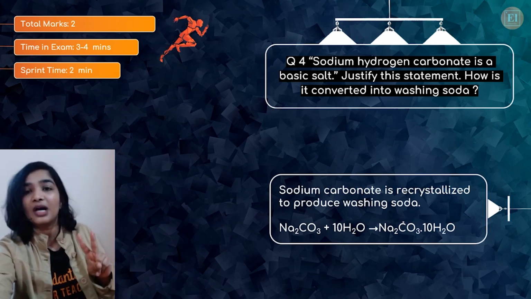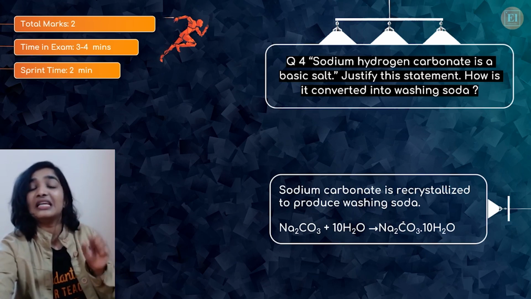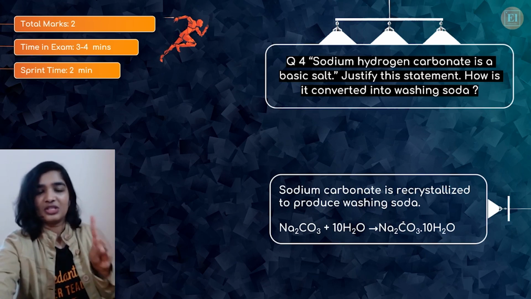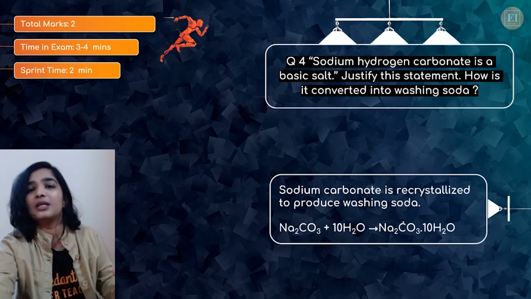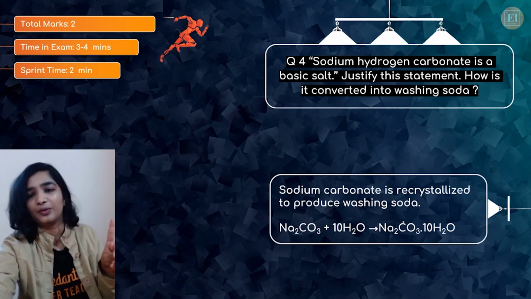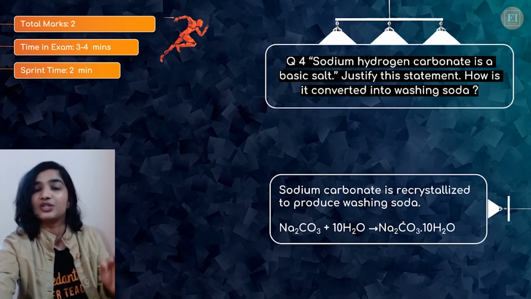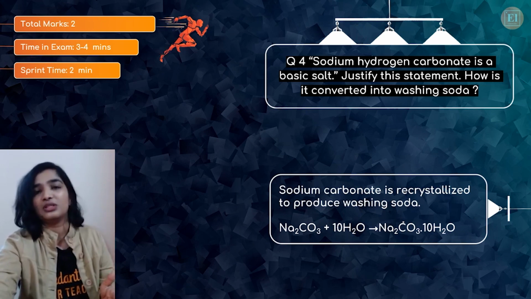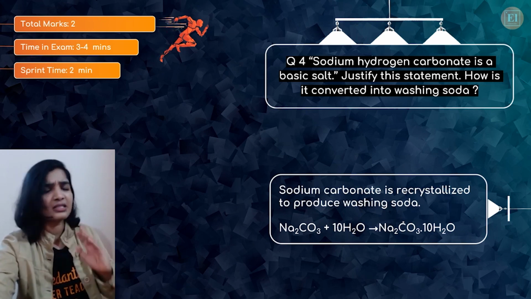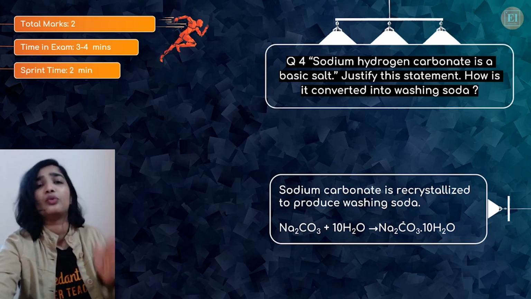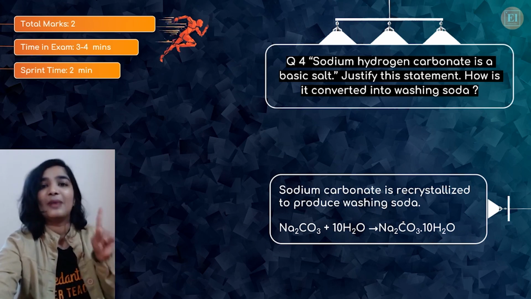So this is for 2 marks. Sodium hydrogen carbonate is a basic salt. For justifying it, you will get 1 mark. And how was it converted into washing soda? 1 more. Always write the reactions wherever possible. If they are asked, well and good. Otherwise also do write the chemical equations if you are very sure, and always balance them.